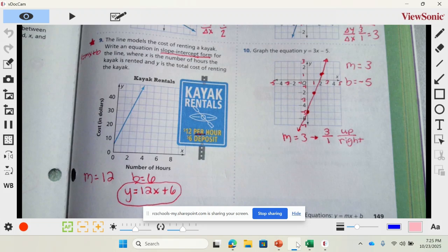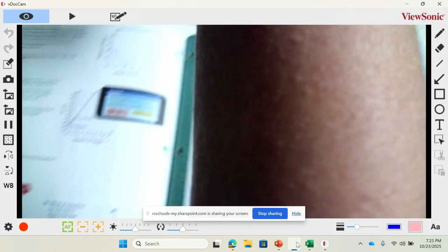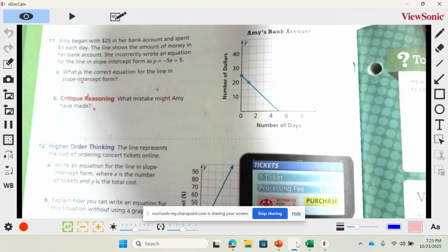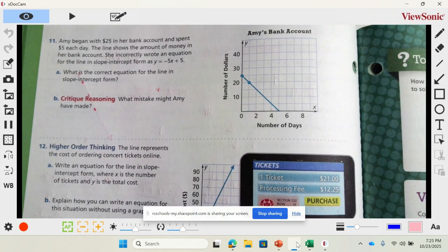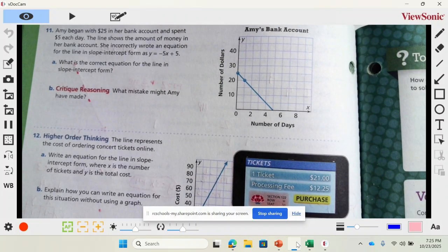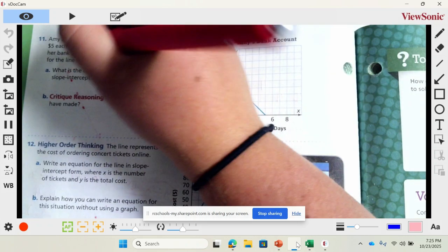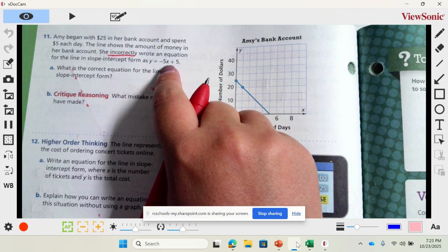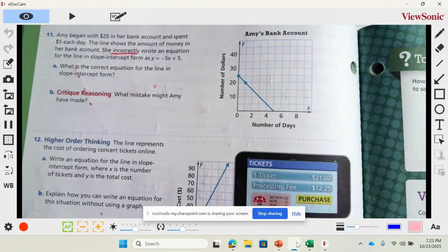Okay, let's go ahead and go over to page 150 now. And we're going to look at the top here at number 11. So it says, Amy began with $25 in her bank account and spent $5 each day. The line shows the amount of money in her bank account. She incorrectly wrote the equation for the line in the slope-intercept form as y equals a negative 5x plus 5. Okay, says that she did this what? Incorrectly, which means this is not the right answer. Okay? She did this incorrectly. That stands out to me.